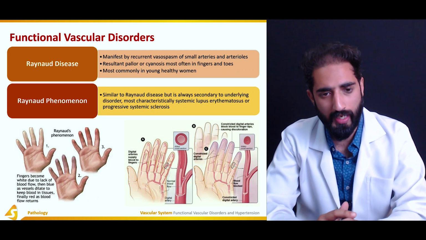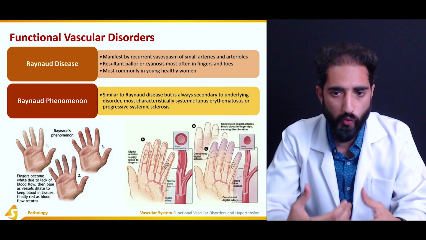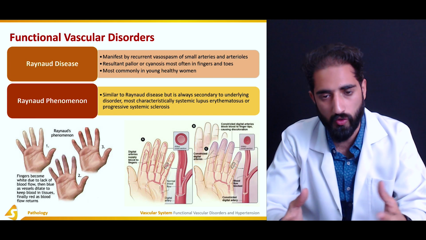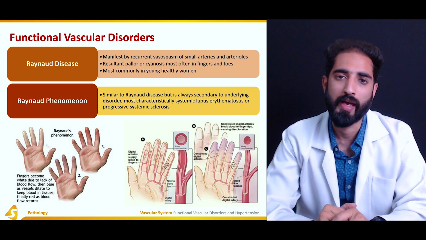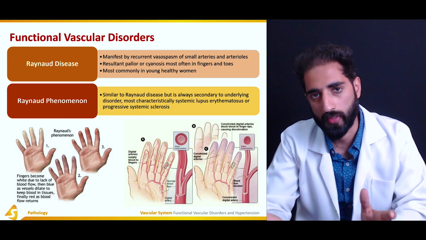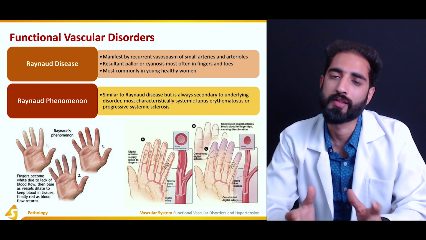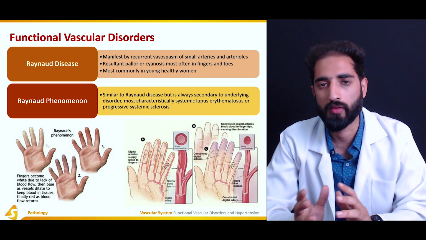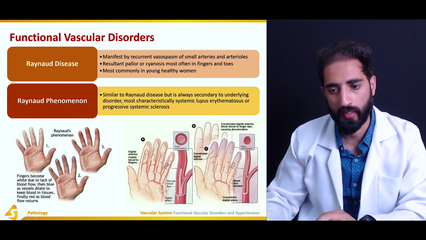We have the Raynaud disease and the Raynaud phenomena. So in Raynaud disease, it is actually a manifestation of a recurrent vasospasm in which smooth muscles in the tunica media contract, resulting in occlusion of the blood vessels and then removal of that occlusion, and thus rehabilitation of that blood flow, so that blood flow starts flowing again. And this occurs usually in small arteries and arterioles in Raynaud's disease, and when this happens, it results in pallor or cyanosis, most often in fingers and toes, as you can see in this picture.